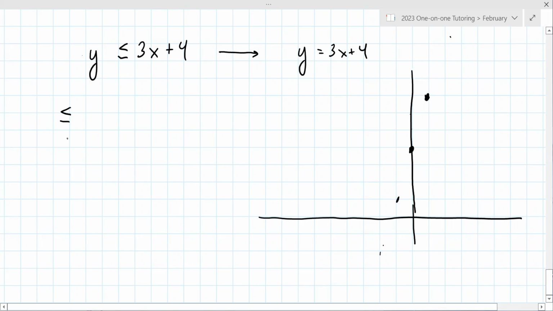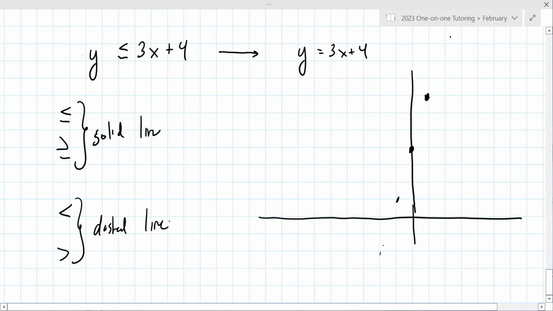This symbol and this symbol correspond to a solid line. Less than or equal to, greater than or equal to, are a solid line. Less than, greater than, that's a dashed line. Which are we graphing here, a solid or a dashed line? Solid. Okay, so you have to make that decision. Now the next part is, do you shade above or do you shade below?